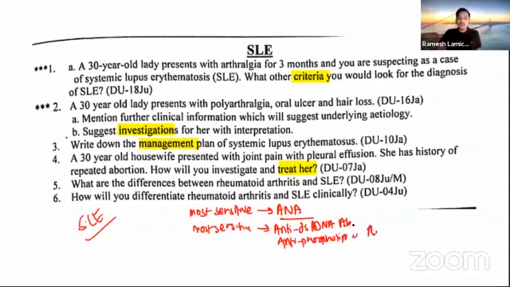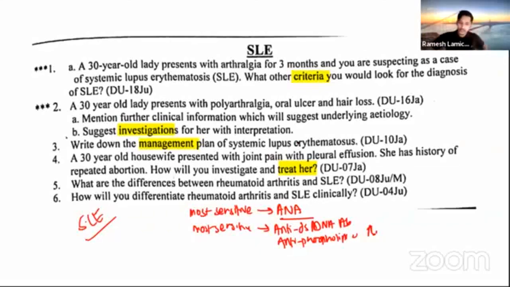So first write these three antibodies first, the markers first. Then another thing you have to keep in mind, the important one, is thinking about the CRP, the serum complement level. In the active disease of systemic lupus erythematosus, there is a consumption of the serum complement. So the serum complement level is a marker for the active disease.